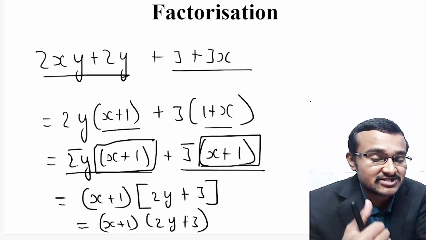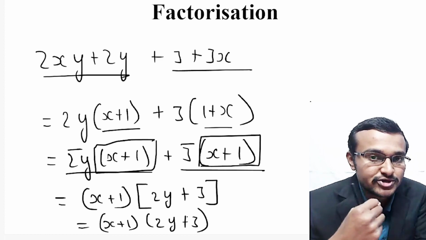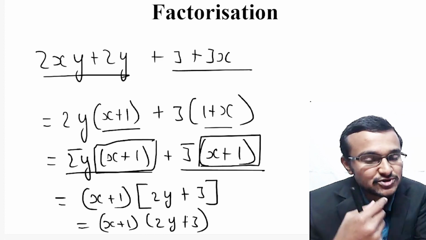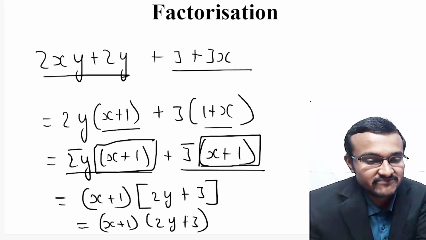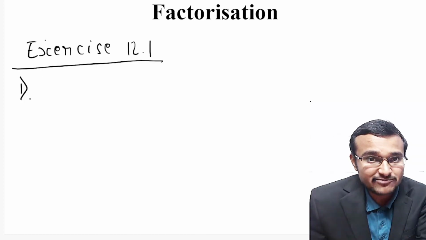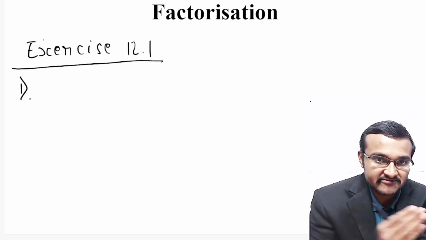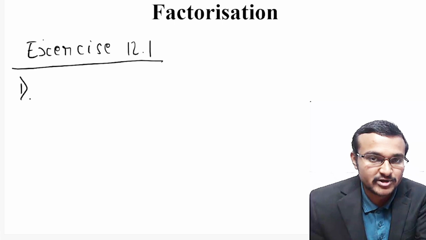This is how you should find out the factors for an algebraic expression. You should use method of common factors and you should use method of regrouping. So using these methods you can find out the factors for an algebraic expression. Coming to exercise 12.1, based on the explanation which I have given till now, you should solve this exercise 12.1.